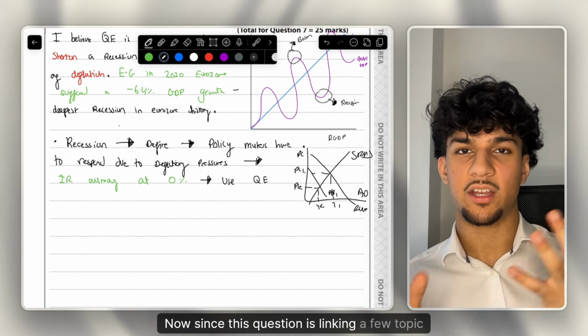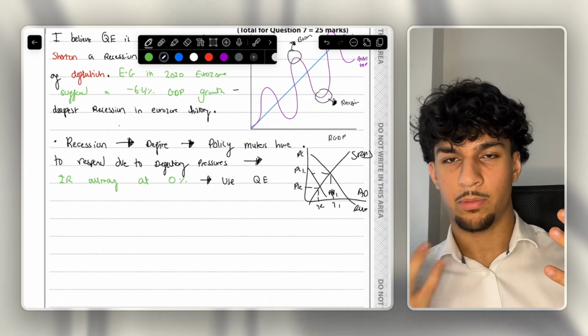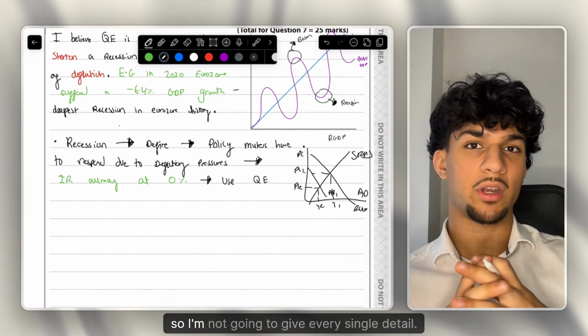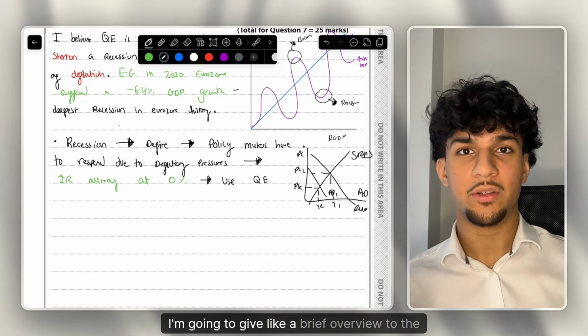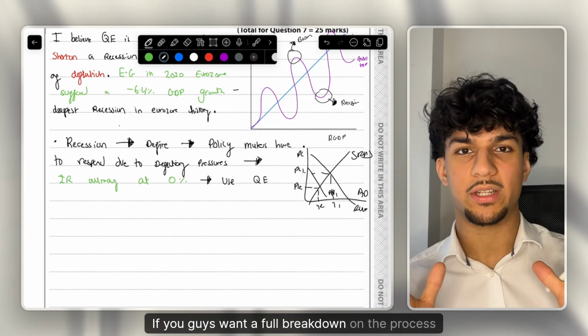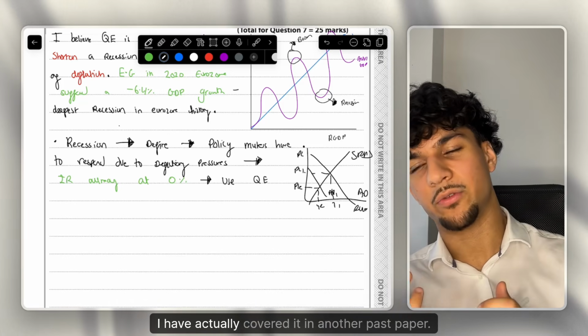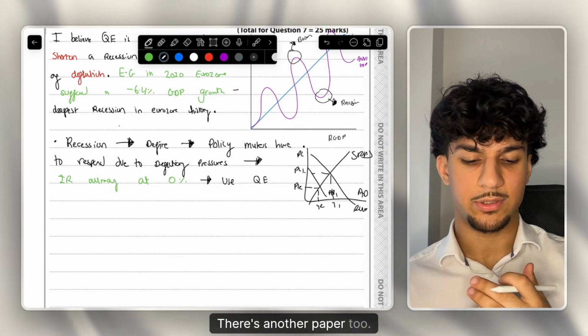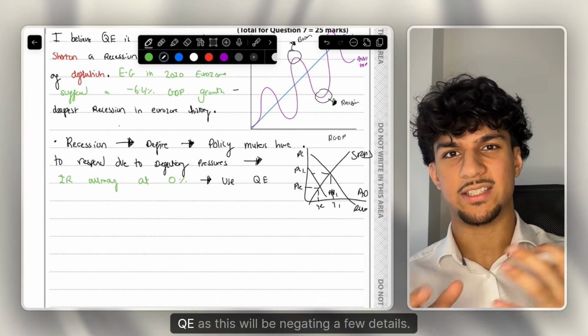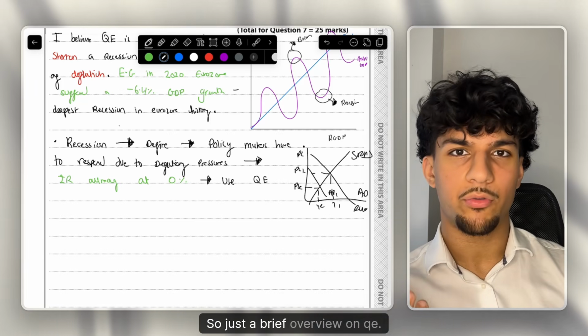Now, since this question is linking a few topic areas like the business cycle and monetary policy together, I'm not going to give an extensive breakdown on QE, so I'm not going to give every single detail. I'm going to give a brief overview to the examiner, just so I can pick up all the appropriate marks. If you guys want a full breakdown on the process of QE, I have actually covered it in another past paper, just go and watch that, and it has much more detail with the specifics of QE, as this will be negating a few details. So just a brief overview on QE.